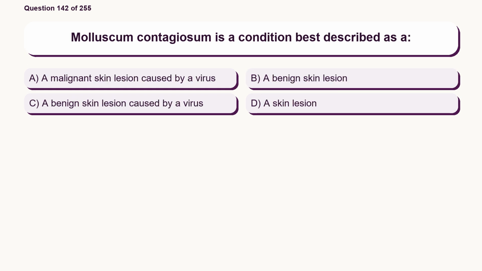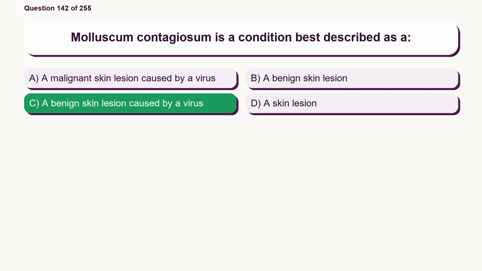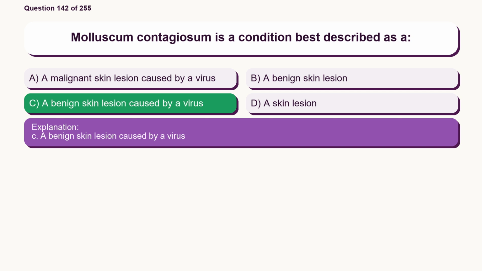Question 142. Molluscum contagiosum is a condition best described as: Option A. A malignant skin lesion caused by a virus. Option B. A benign skin lesion. Option C. A benign skin lesion caused by a virus. Option D. A skin lesion. The correct answer is option C. A benign skin lesion caused by a virus. C. A benign skin lesion caused by a virus.